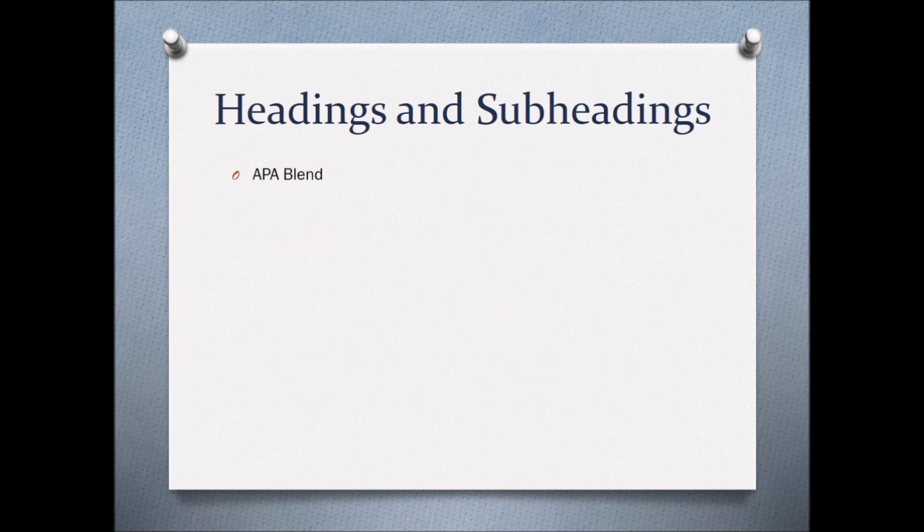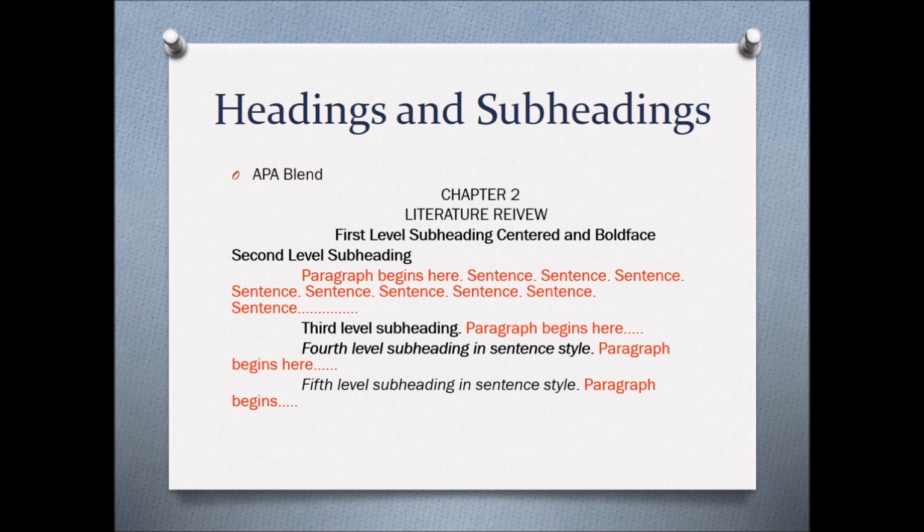If it is suggested to you to use APA formatting for headings and subheadings, we ask that you use a blend to comply with ETSU Grad School guidelines. The blend will look like this. Keep your chapter headings in all caps and centered and not bolded. Then after that is where you can begin APA style for subheadings. Your first level subheading will be centered and bolded as APA shows in their guide, followed by the second level, and so on.